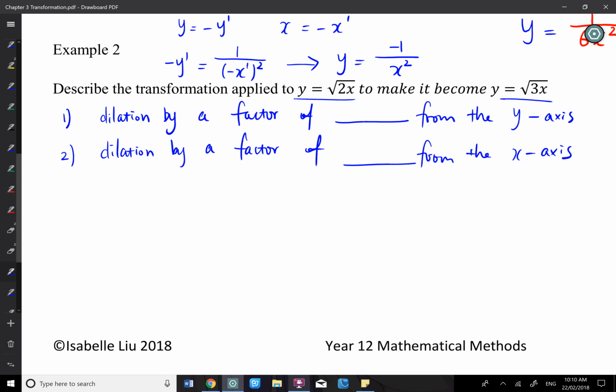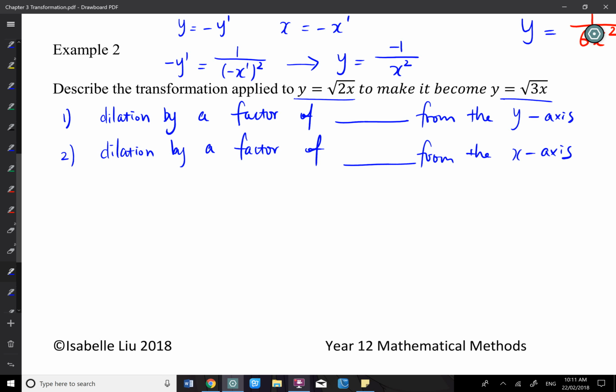It's just how y equals root 2x undergoes a dilation by a factor of what to become y equals root 3x, or how the dilation factor will be if you dilate from the x-axis and still make those 2 equations, like the first one can be achieved, the second one. So you can dilate by 2 ways. Okay, you can dilate by 2 ways. I want you to have a think about this question. You can at least answer me 1, which is the first one. First one is easy to answer. Second one might need a bit of thinking. So have a try.